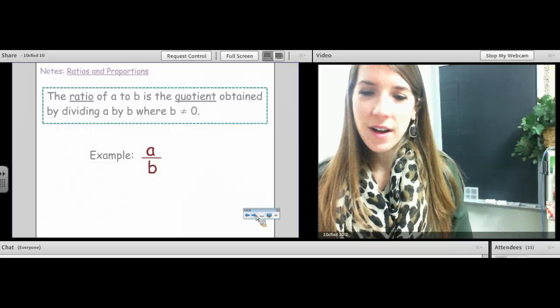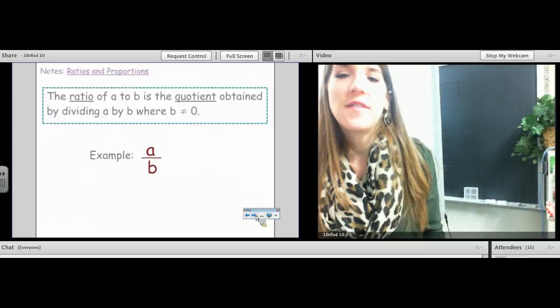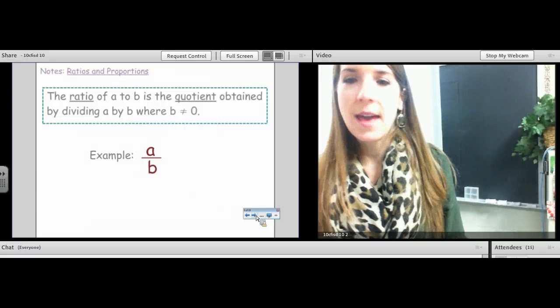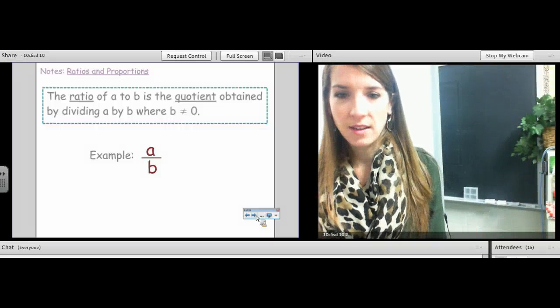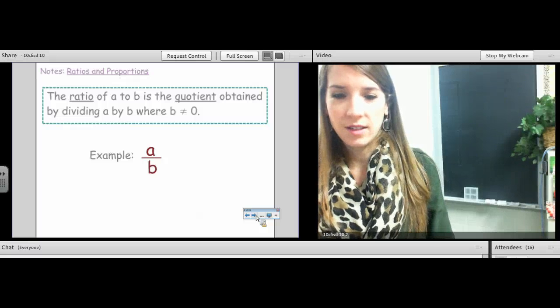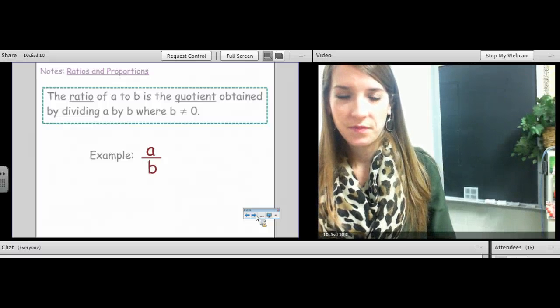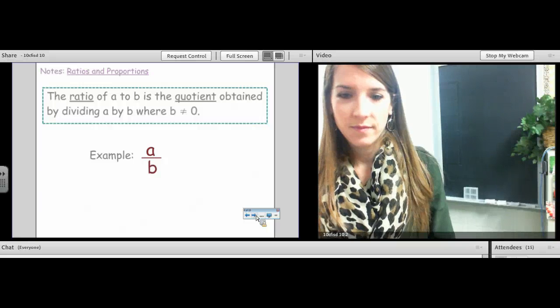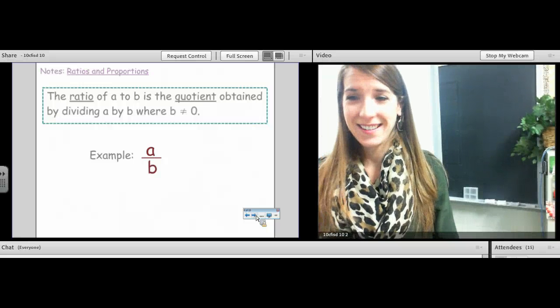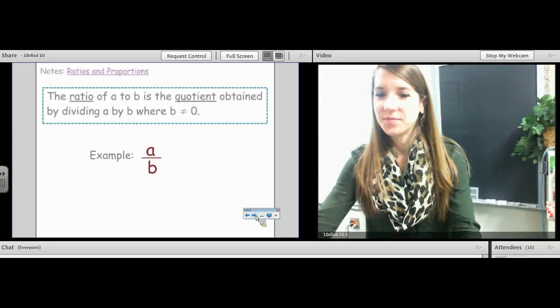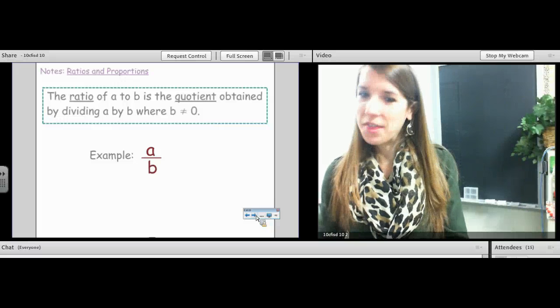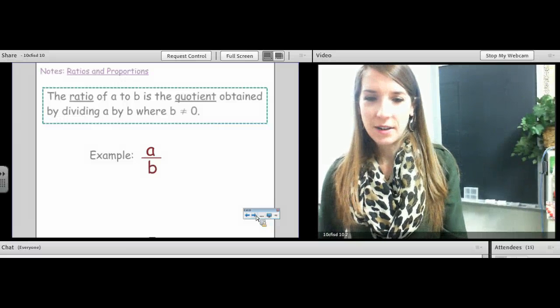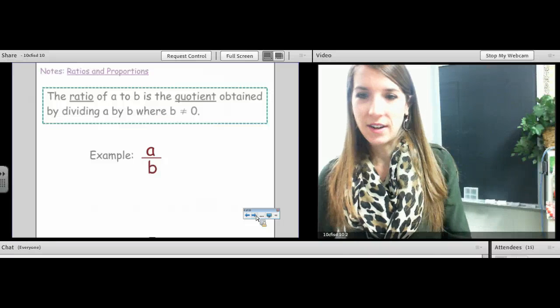So, Quan, what are you typing? The ratio of A to B is the quotient obtained by dividing A by B, where B does not equal 0. Why would we have to put that constraint on B? Why can B not equal 0? Illegal. It breaks math. Okay. So A can be 0, right? That's fine. But in math, we are not allowed to divide by 0. We don't really know what it means to divide by 0.